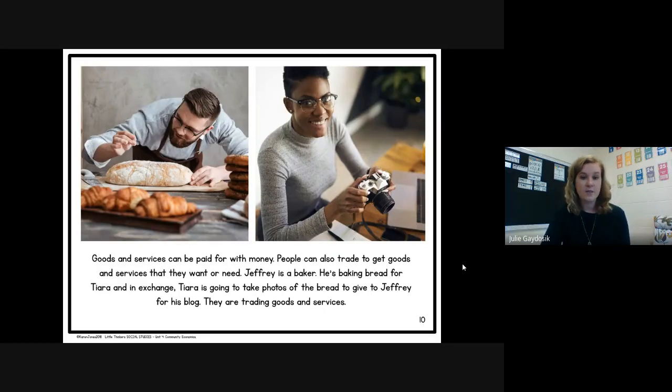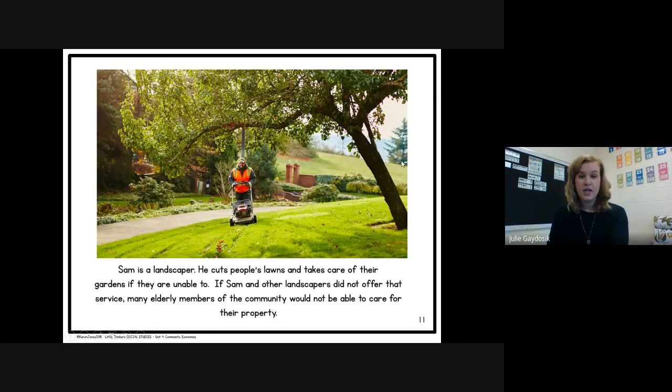Goods and services can be paid for with money. People can also trade to get goods and services that they want or need. Jeffrey is a baker. He's baking bread for Tiara, and in exchange, Tiara is going to take photos of the bread to give to Jeffrey for his blog. They are trading goods and services. Sam is a landscaper. He cuts people's lawns and takes care of their gardens if they are unable to. If Sam and other landscapers did not offer that service, many elderly members of the community would not be able to care for their property.